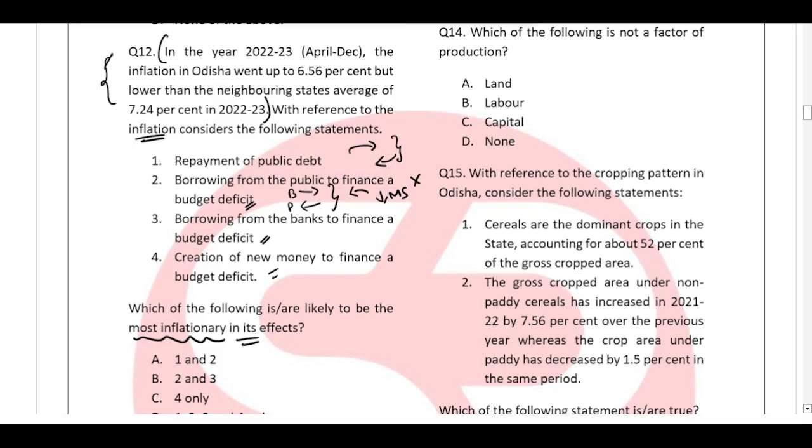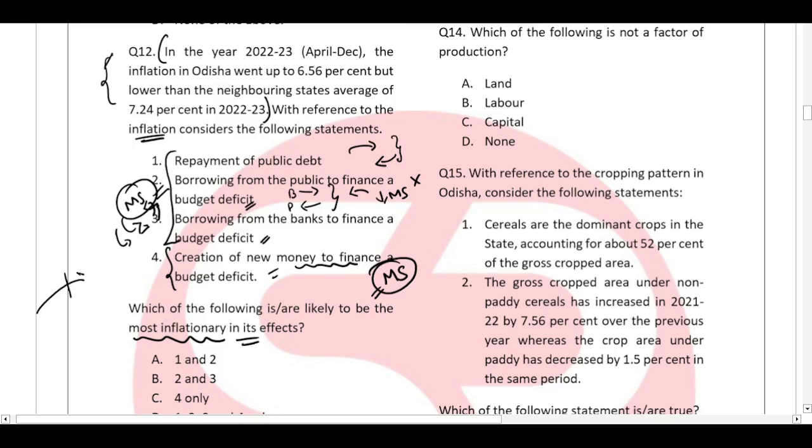Let's look at the point number 4. Creation of new money to finance a budget deficit. If the money is created, there is some new money supply which is going to come. In all these cases, the money supply which was there in the economy already kept getting circulated from the bank to the government to the people. But in this case there is some additional money supply which is coming out of nowhere into the economy, because the government is creating some money and pumping it into the market by printing new notes.